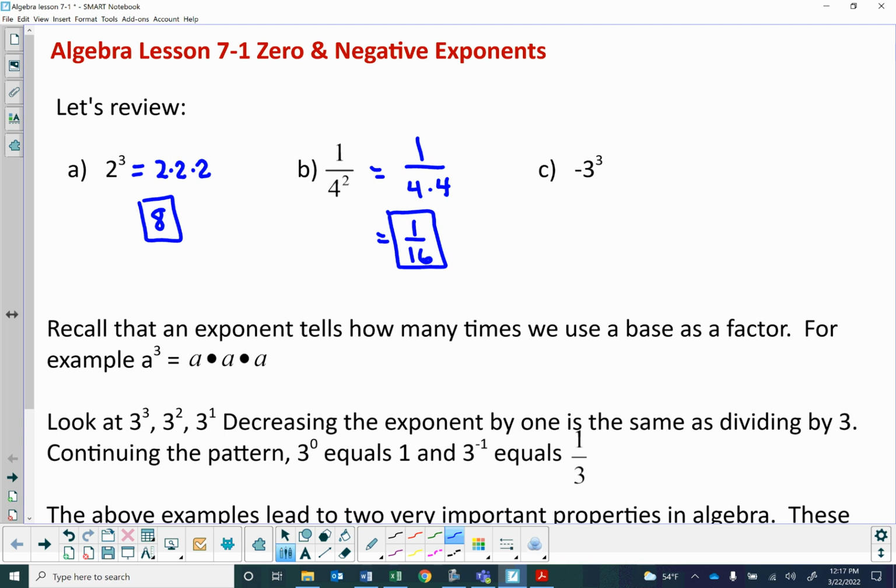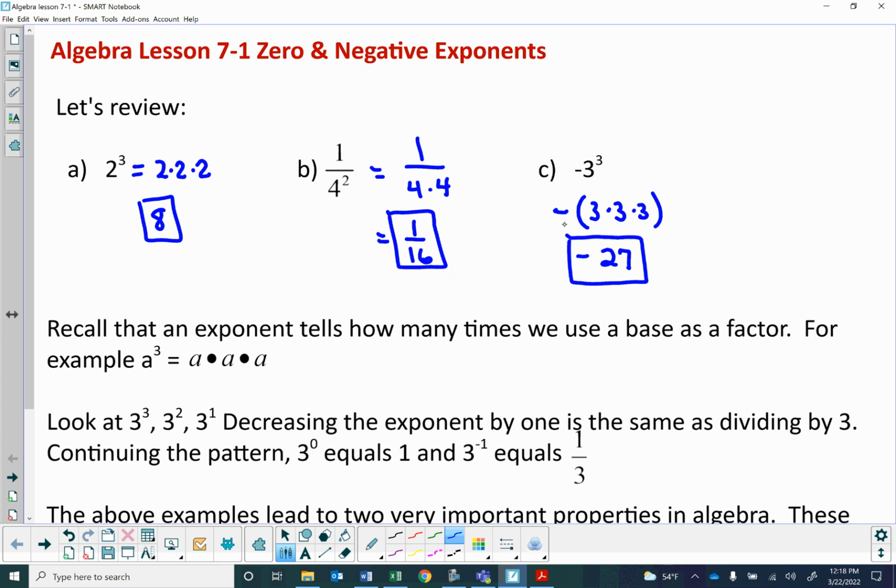And letter C says the opposite of 3 cubed. It does not say negative 3 cubed. It means the opposite of 3 times 3 times 3, which is not a big deal when it's cubed, but is a big deal if it's taken to an even numbered power like squared or 4th degree, 6th degree, 8th degree. 3 times 3 is 9, 9 times 3 is 27, so this becomes negative 27.